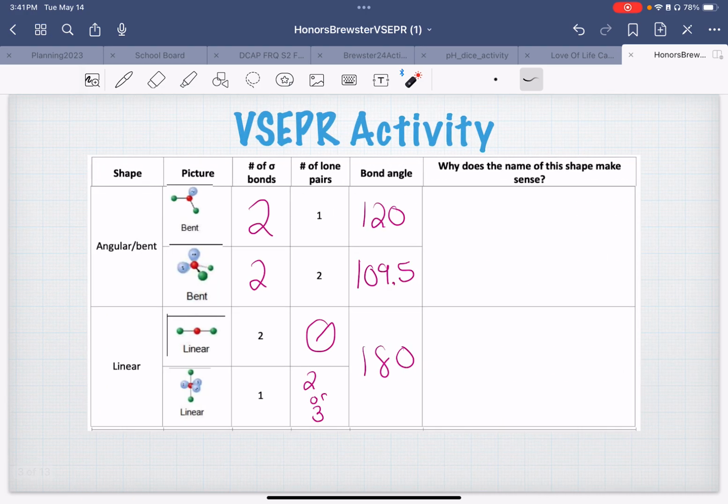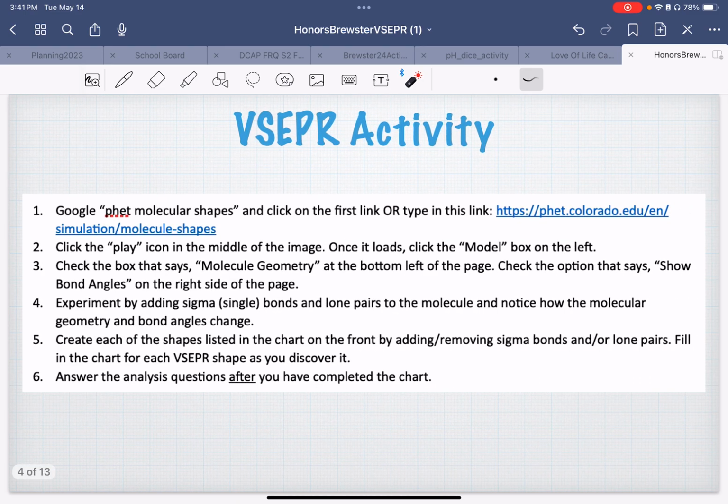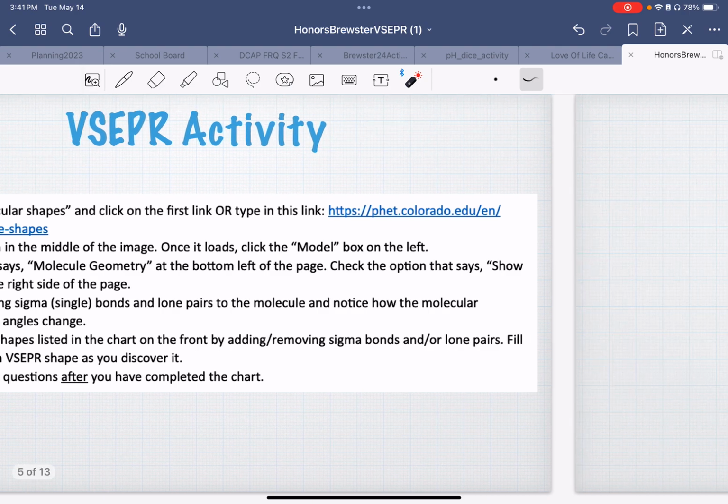And again, this is just more of the same. Here are some more shapes. I just filled in on this one the sigma and the lone pairs and the bond angles just so you can see. If you want to, you can go to the PhET molecular shapes and click on that and play with this at your leisure, or I may assign it as something for you to complete. But this is an option.